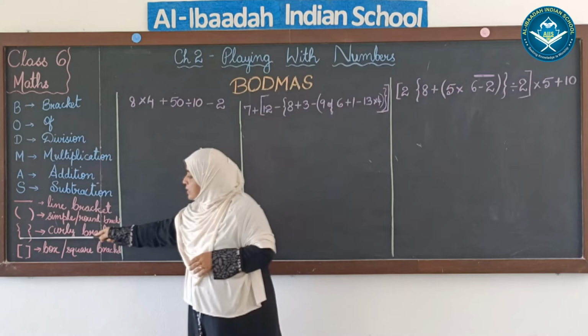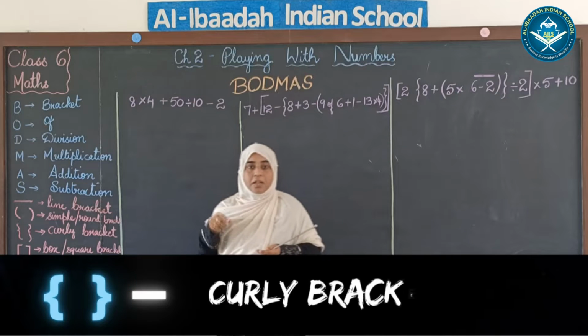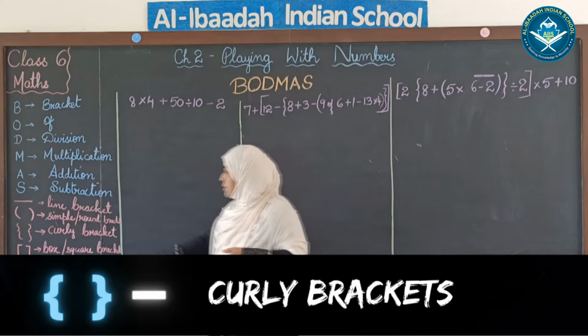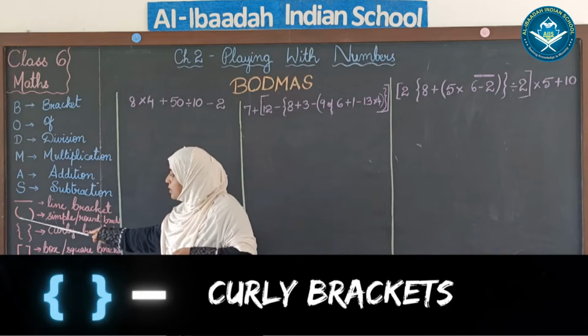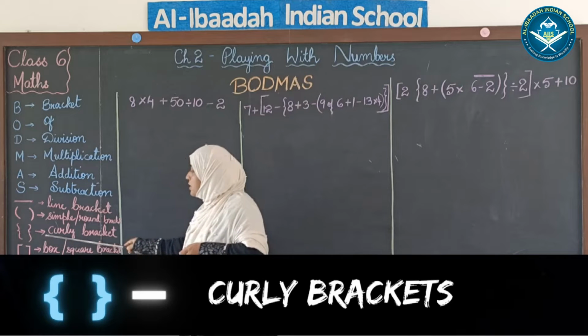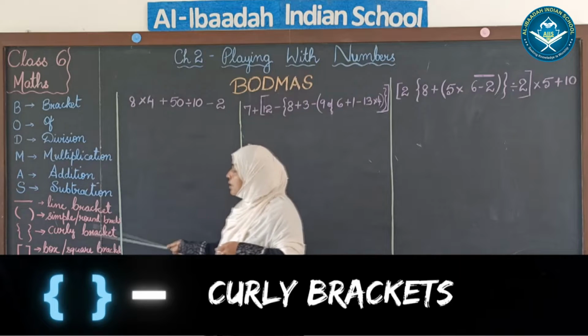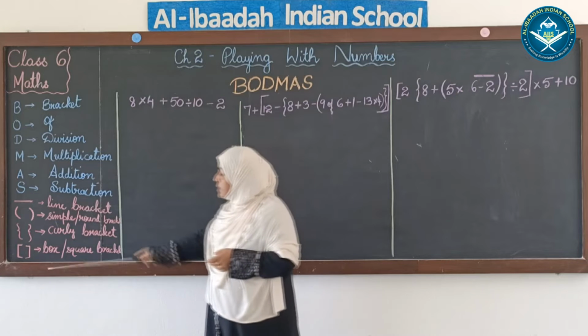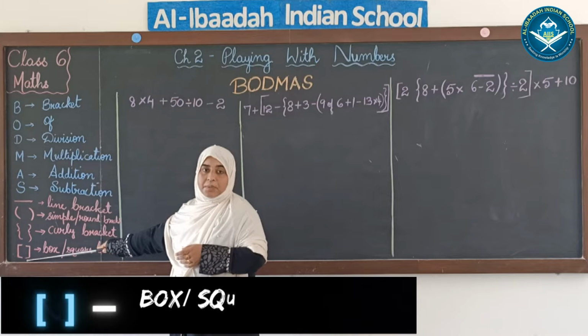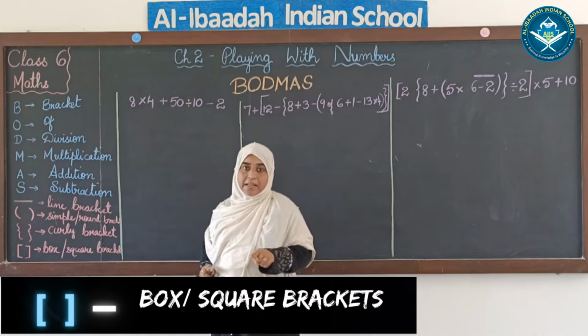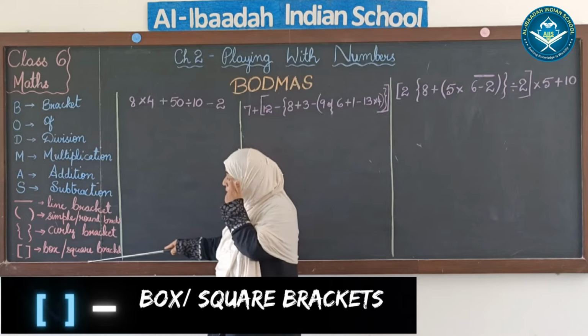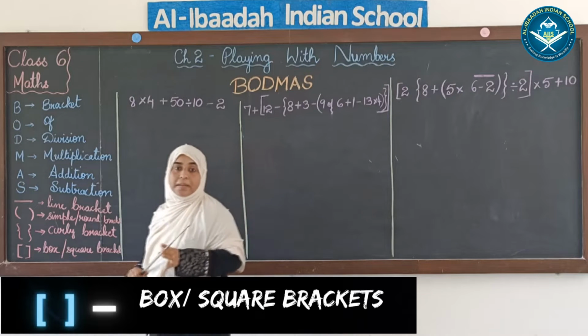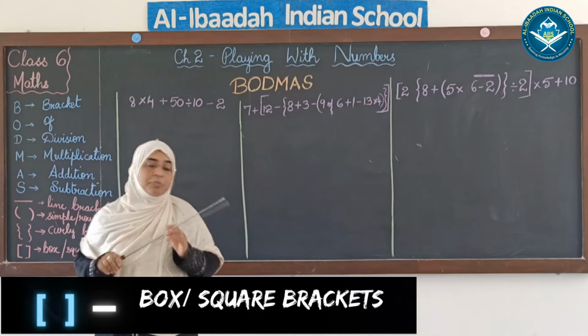Then third one, you can see there is a curve. We call it curly bracket. Okay, a flower-like thing or curves are there. So these type of brackets are called curly brackets. Then next there is a box bracket, a square bracket. We also call it box bracket or square bracket. These are the four types of brackets.